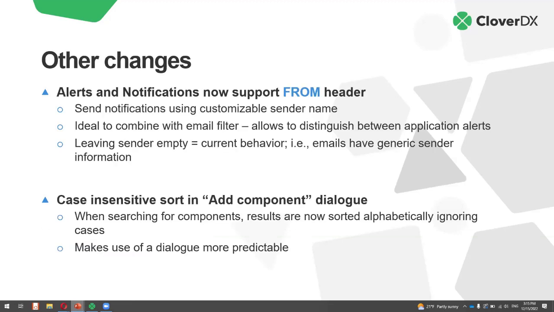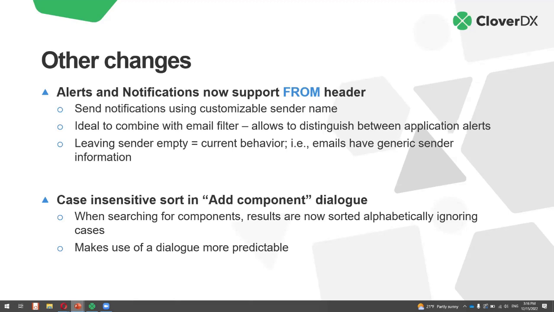Other small changes which are currently in the product: we added a from header in the alert and notifications tab. I'm going to show you later on when I'm showing you the demo. We will take a look at schedules and event listeners. Basically, this should allow you to distinguish between applications when you have multiple applications running on your server, and you can set the from header, if you are receiving notifications, to name your applications. So you can better orient yourself in emails which you are getting from CloverDX Server.